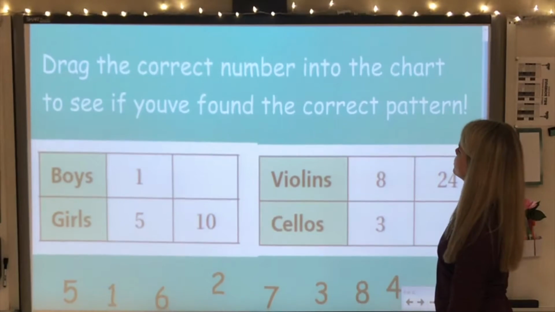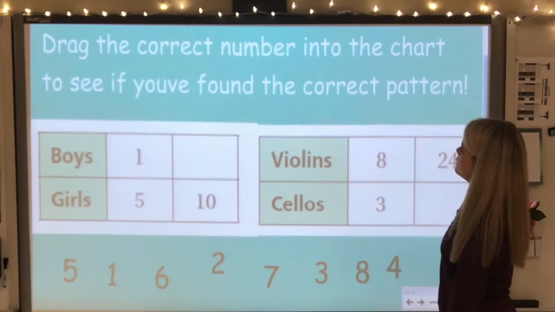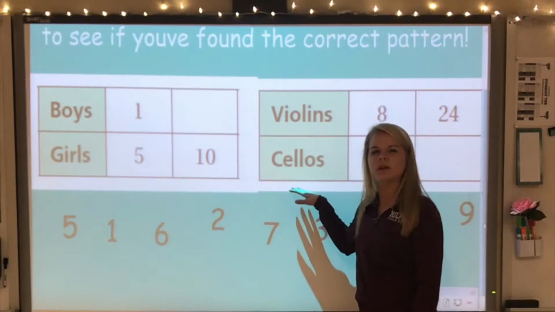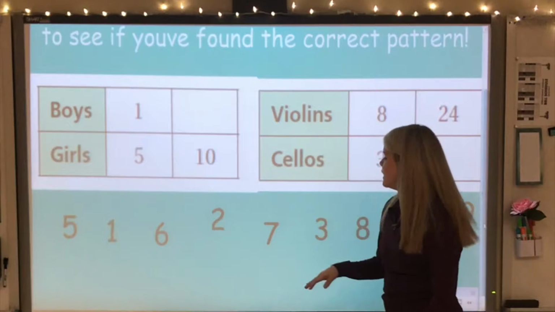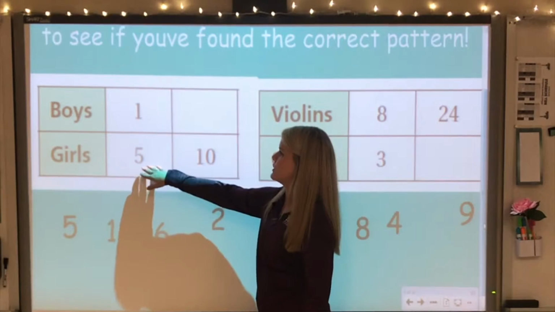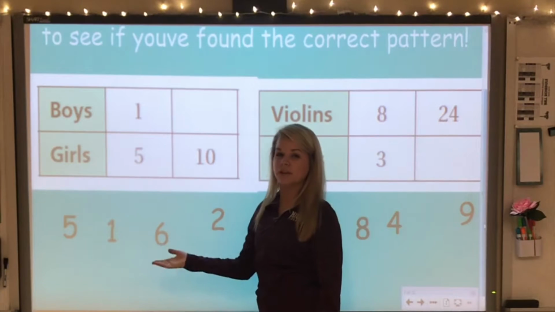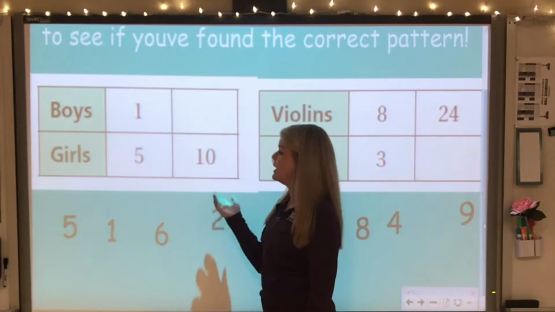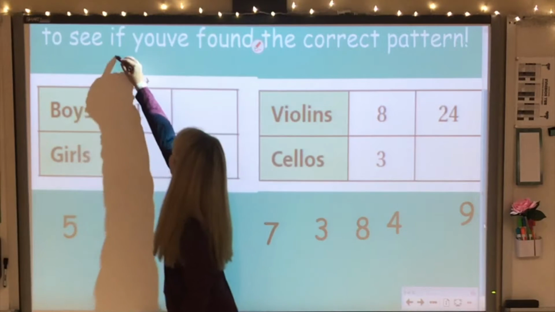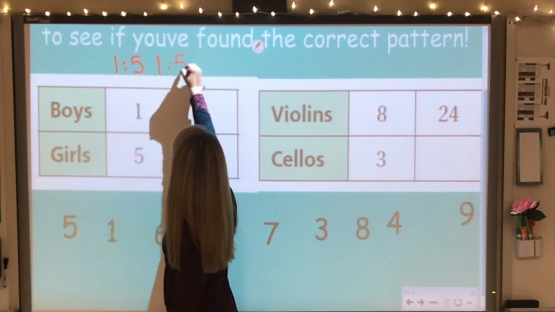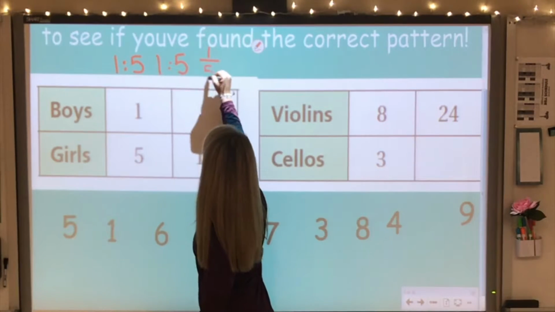So we're going to drag the correct number into the chart to see if we found the correct pattern. Now, these are tables that are very similar, probably ones that you have seen before. Now, this is a ratio, or a comparison. We're comparing 1 boy to 5 girls. And we can write that in the same ways that we wrote in the beginning. 1 to 5, or like a fraction, 1 to 5.